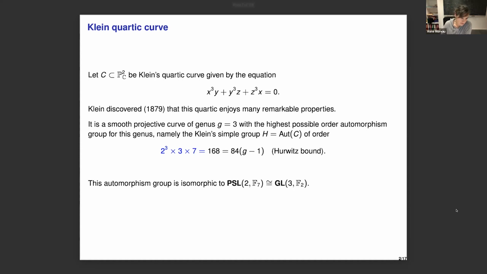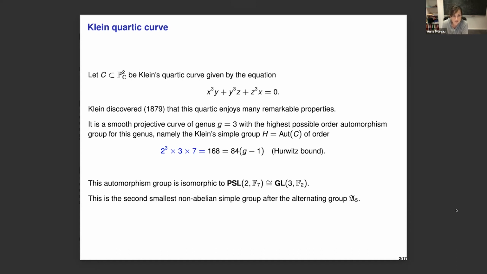And there are several descriptions of this Klein simple group. In particular, it is isomorphic to PSL2 over the field F7, and this is still isomorphic to GL3 over F2. And also, you can notice that this is the second smallest non-abelian simple group after the alternating group A5.